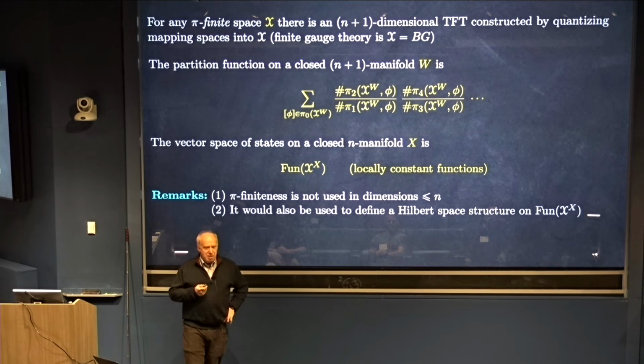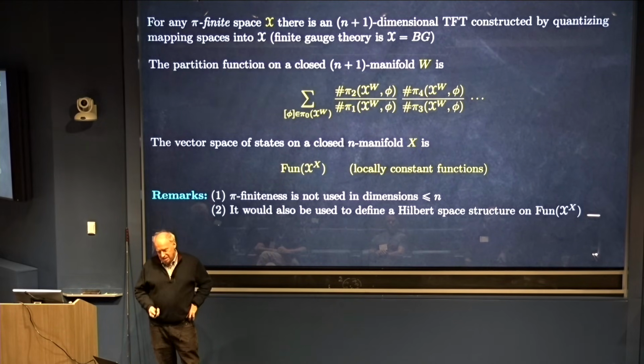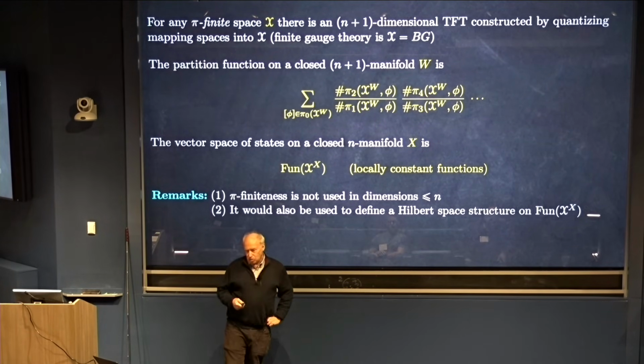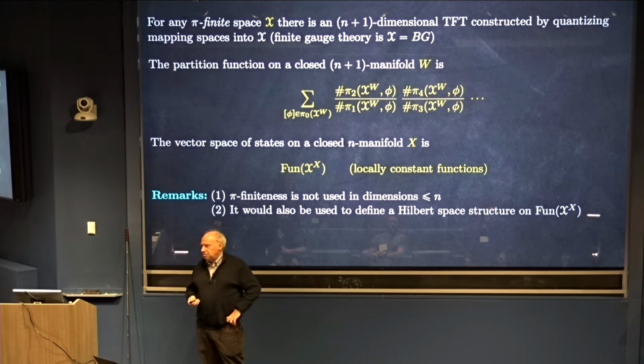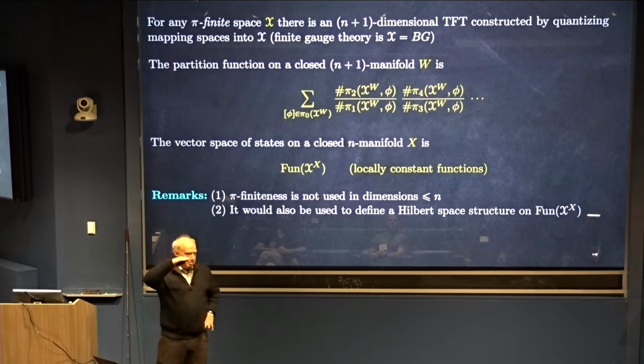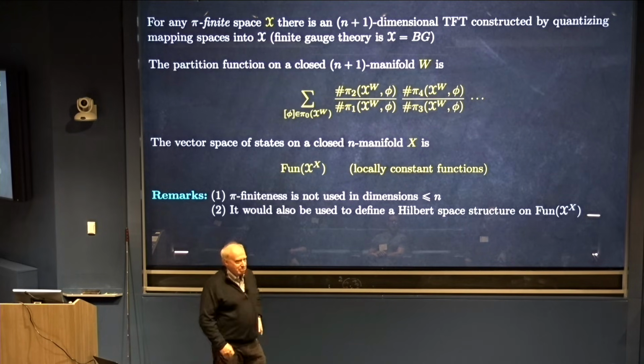So notice that pi finiteness is not used in writing down these functions. And in fact, if you keep going and quantize as an extended field theory in lower dimensions, pi finiteness is only used at this top dimension. So if we're willing to give up the top dimension, then we don't need pi finiteness.